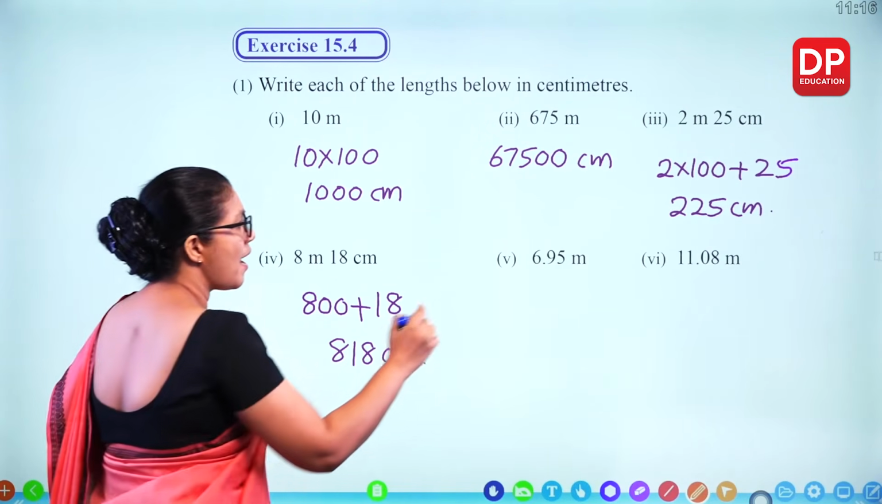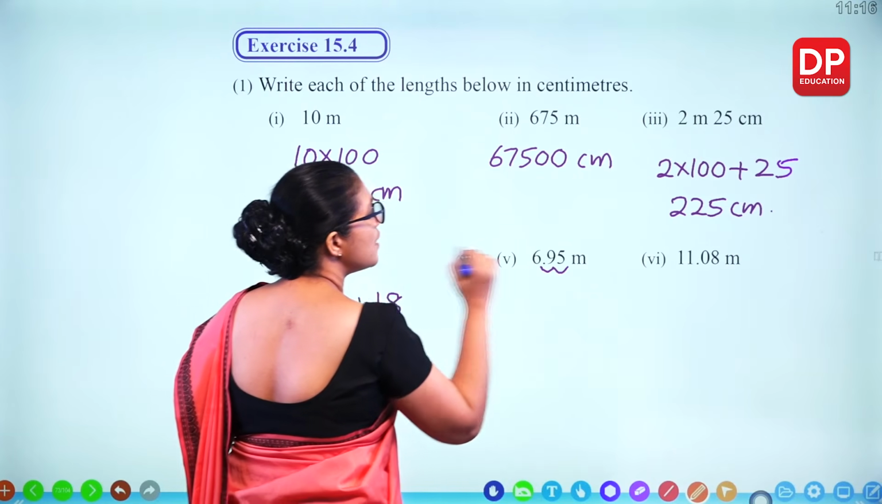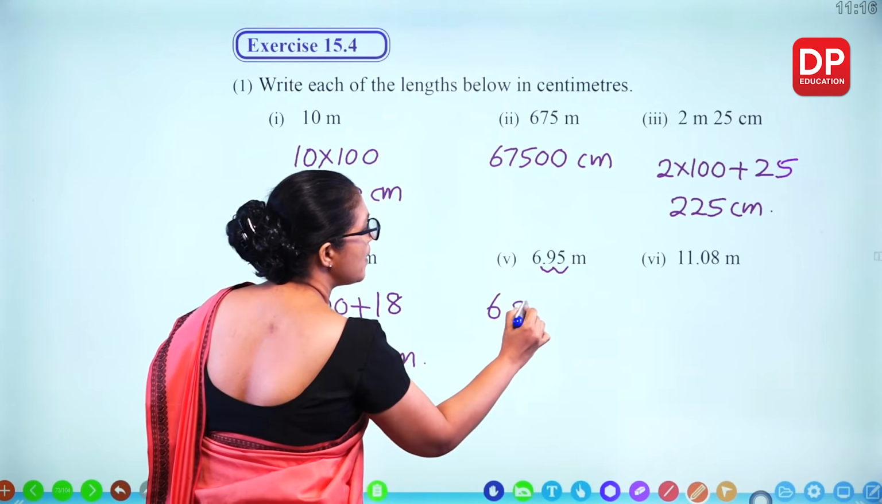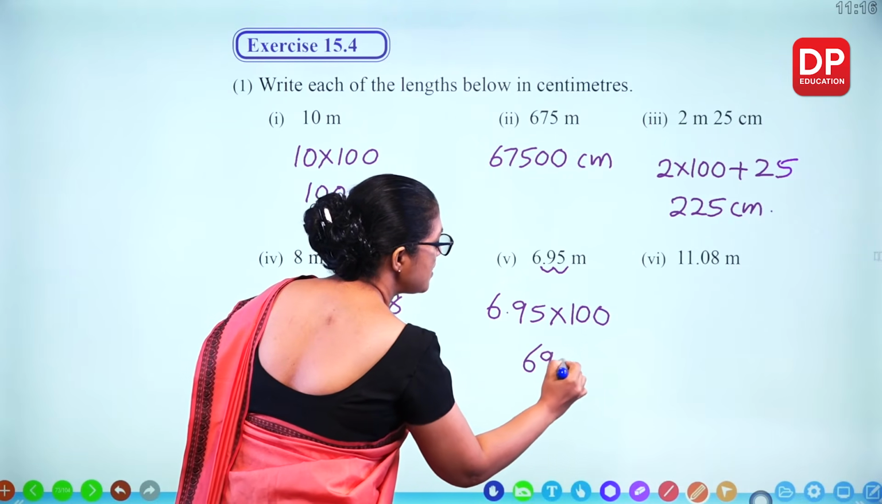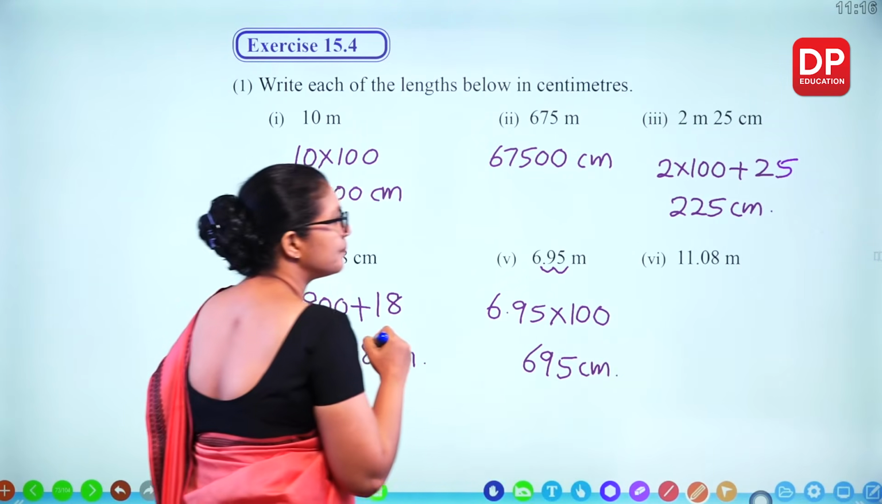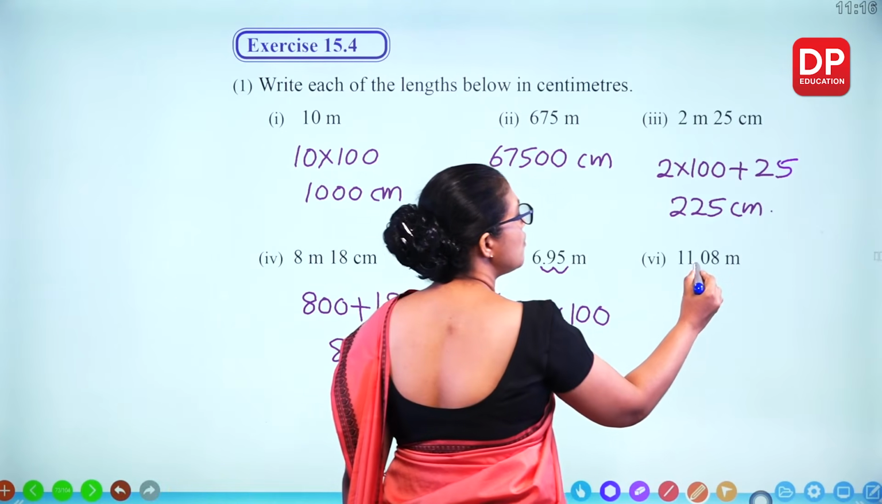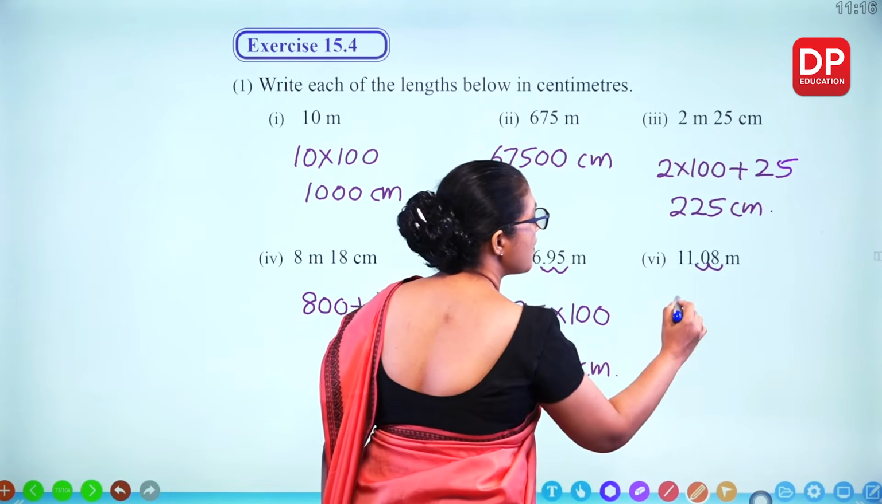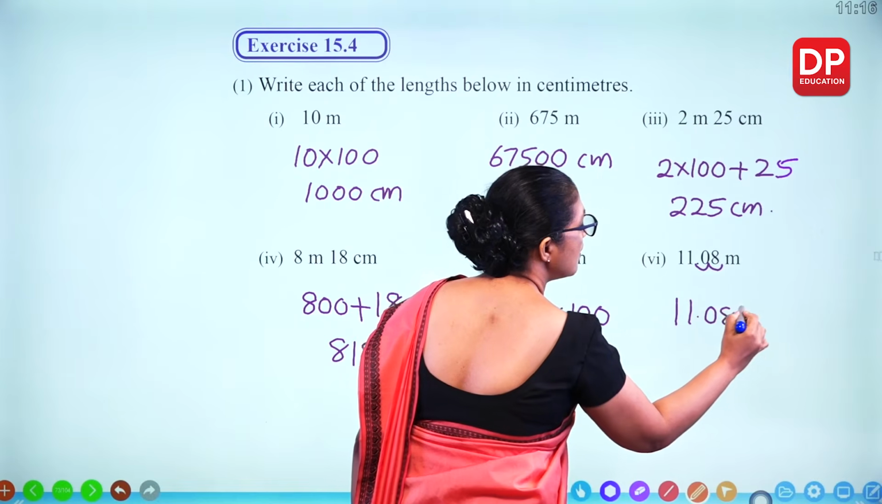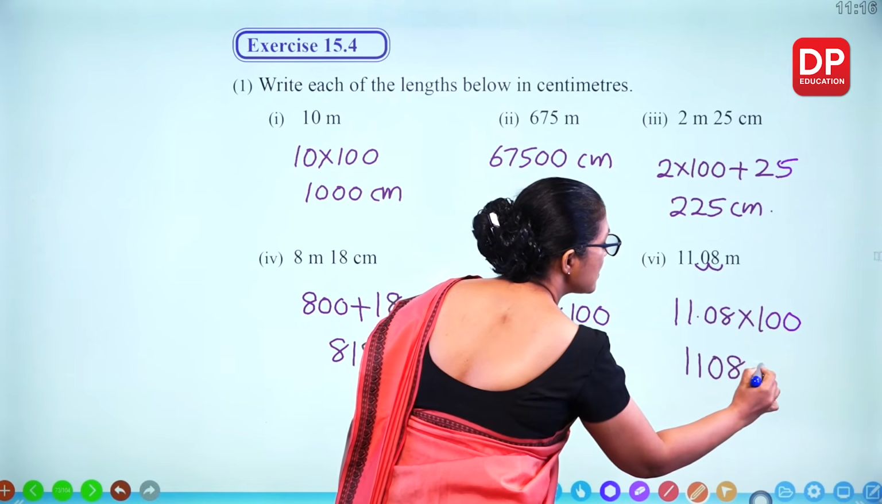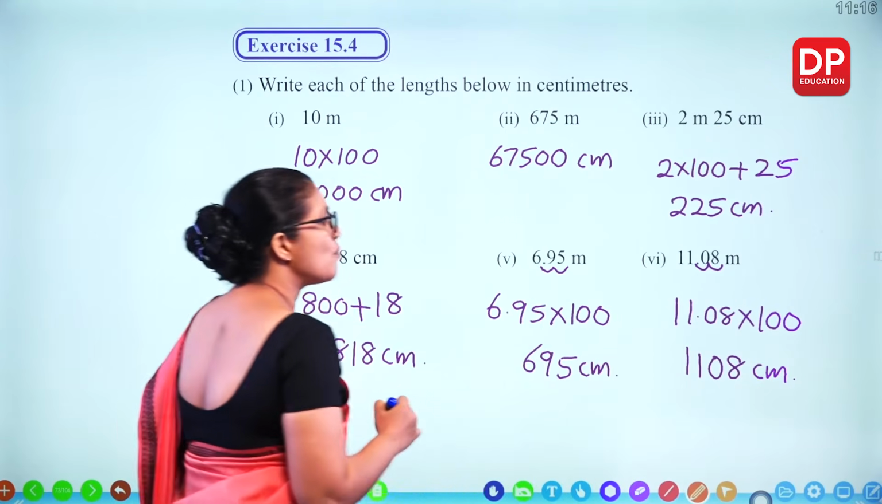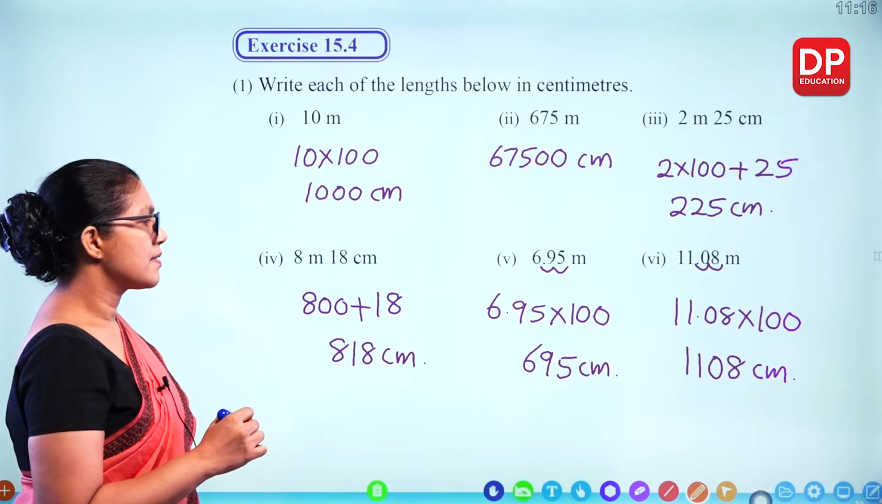6.95 multiplied by 100 means move the decimal point 2 places to the right. 695 centimeters. Again this one, move the decimal place 2 places to the right. When you multiply by 100, 1108 centimeters.